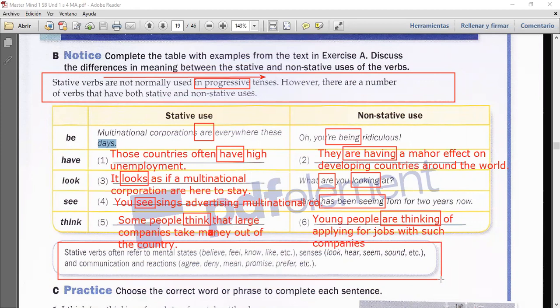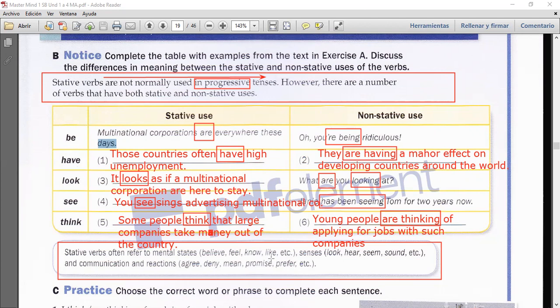Stative verbs often refer to mental states: believe, feel, know, like, etc. Senses: look, hear, see, sound, etc. And communication and reactions: agree, deny, mean, promise, prefer, etc. Okay, we have more stative verbs here, right? Apart from have, look, see, think. Which ones? Believe, feel, know, like.